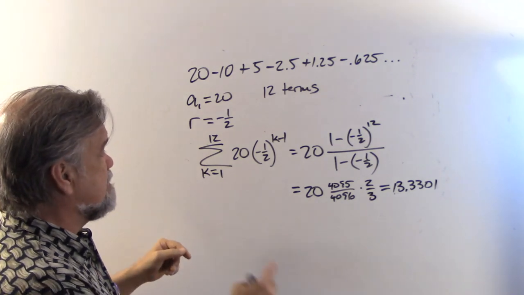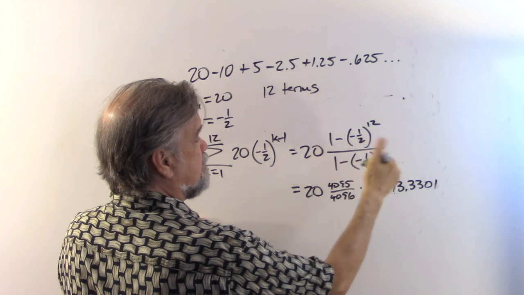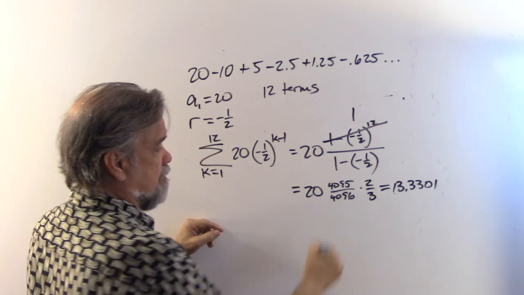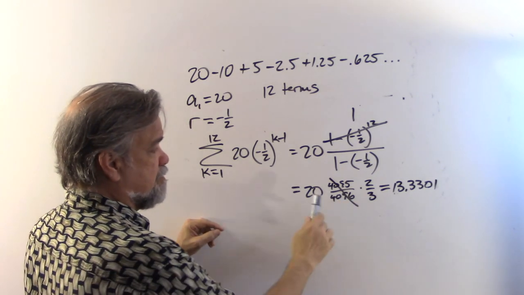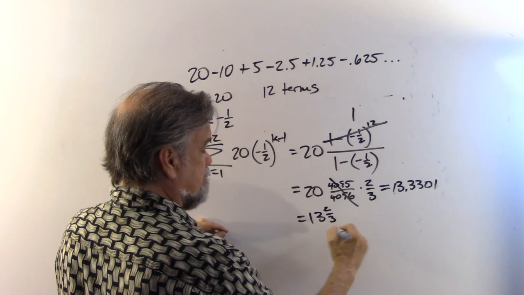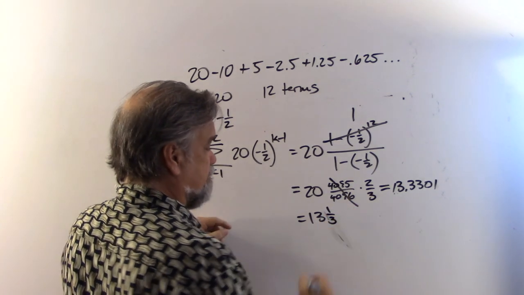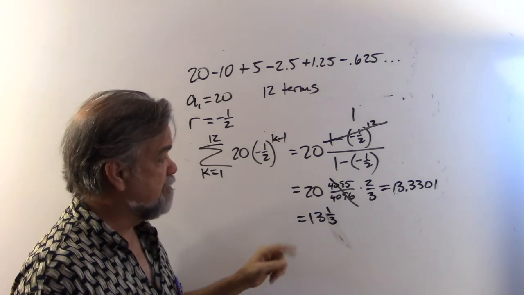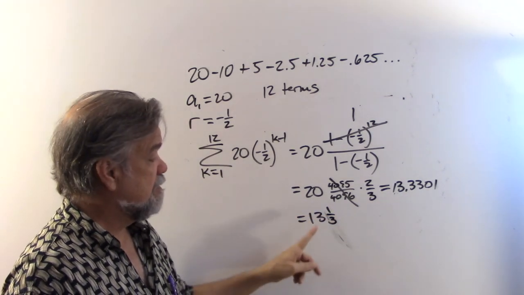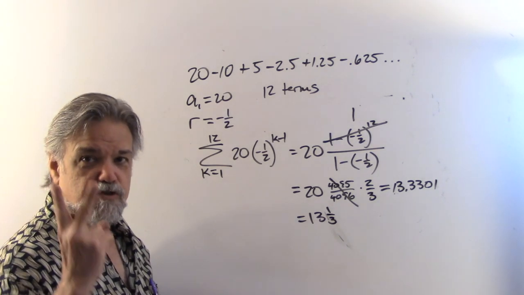It's going to be the exact same thing that we have here, except instead of being minus negative 1/2 to the 12th, this is just going to be 1. So this piece of it goes away, and you get 20 times 2/3, which is 13 and 2/3. Oops, sorry, 13 and 1/3. 13.333333333. So we were almost there with our first 12 terms. But now we're all the way there. Let's do two more examples.